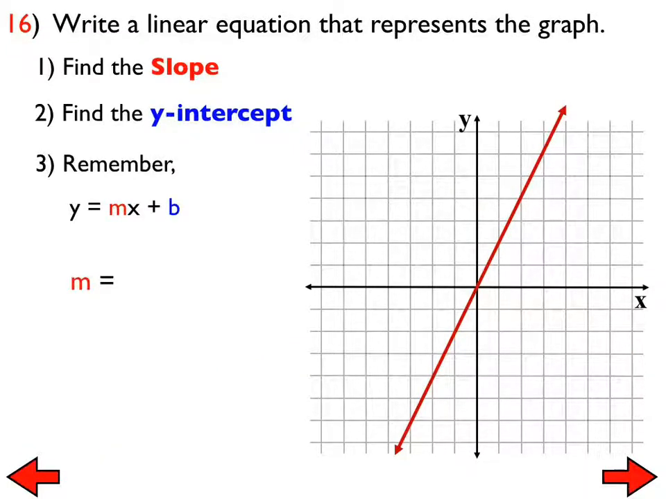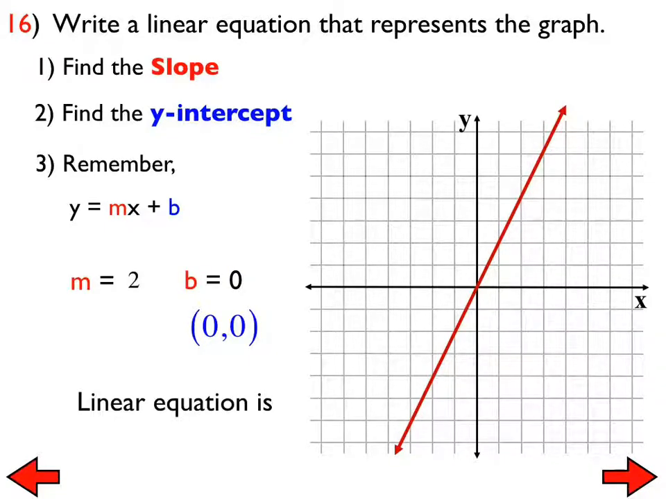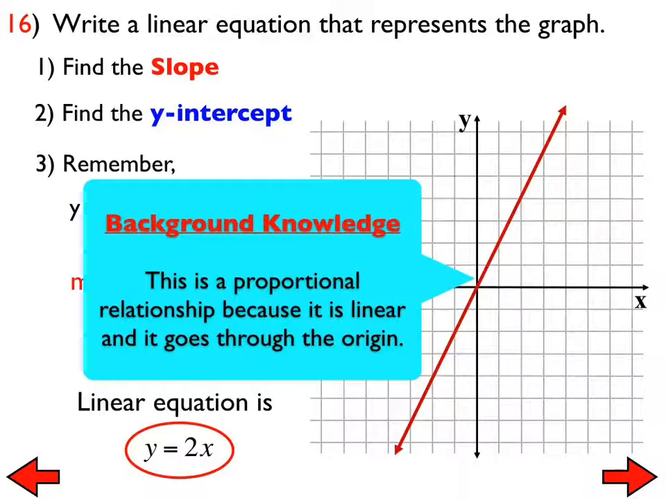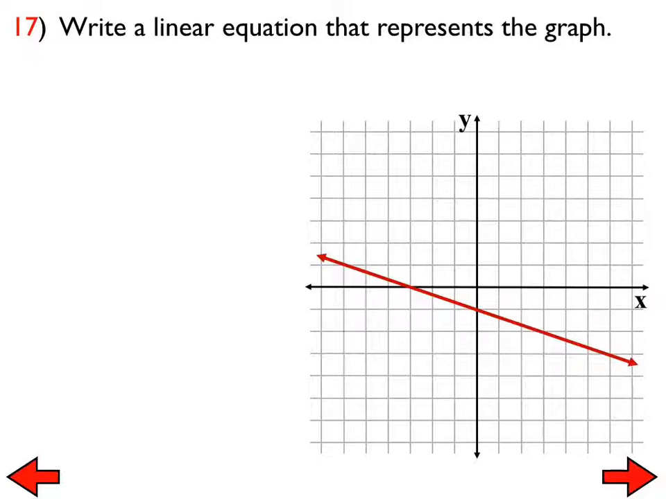The line is going uphill, therefore the slope better be positive. In fact, it happens to be positive 2. The y-intercept is at (0, 0), so b is 0. So the linear equation is y equals 2x. By the way, there's a special name for this kind of linear equation. Anybody remember what it is? It's proportional. Okay? Because it's a line that goes through the origin, and the equation looks like it's supposed to for proportional equations. All right, go ahead and do 17, 18, and 19.